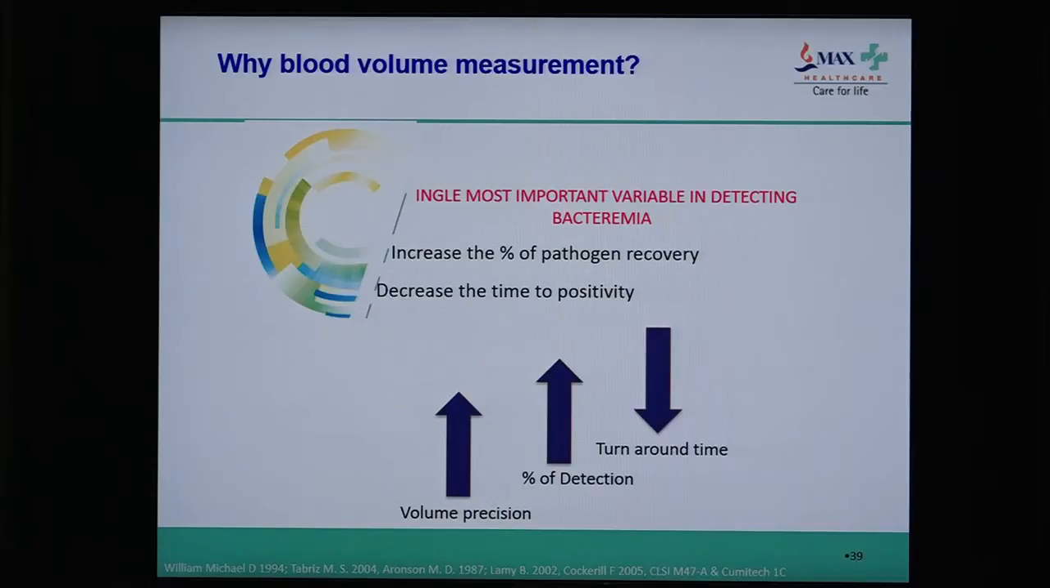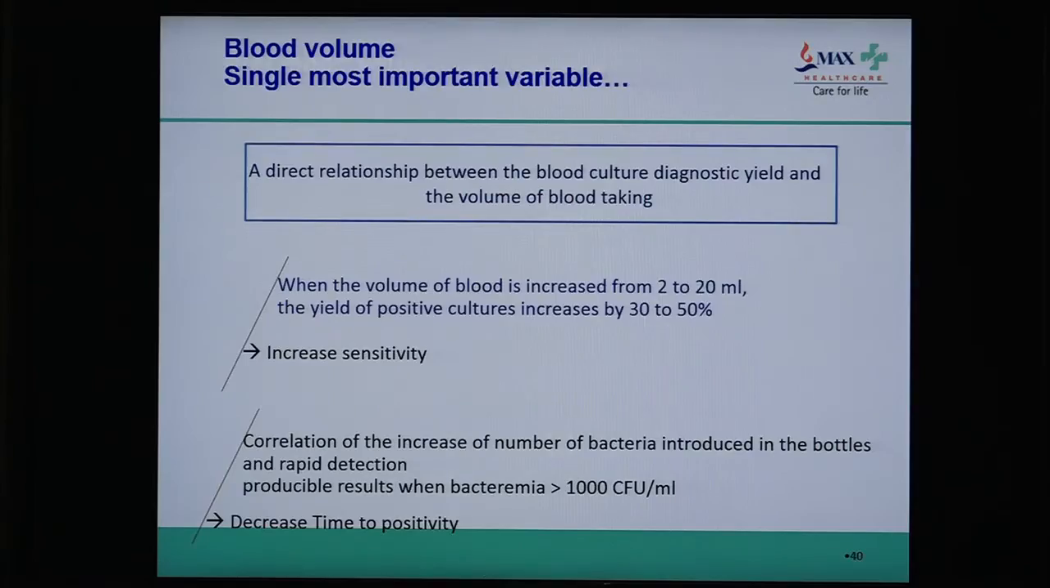Why is blood volume important? It is the single most important variable for detecting bacteria; it increases the percentage of pathogen recovery and decreases the time to positivity. If the blood volume is high, positivity will be at almost 12 to 13 hours, which we usually get in 16 to 24 hours. There is a direct relation between the culture diagnostic yield and the volume of blood taken. When the blood volume is increased from 2 to 20 ml, the yield of positive cultures increases by 30 to 50%.